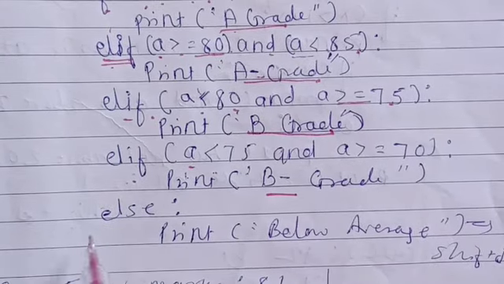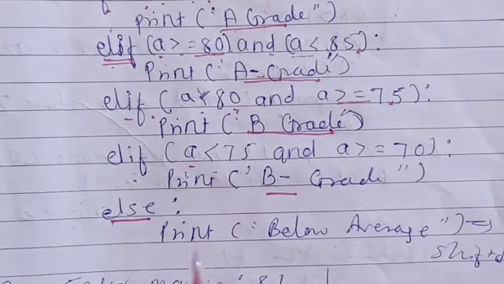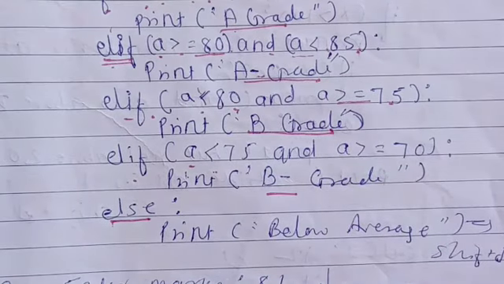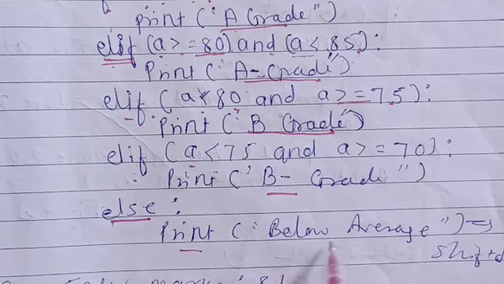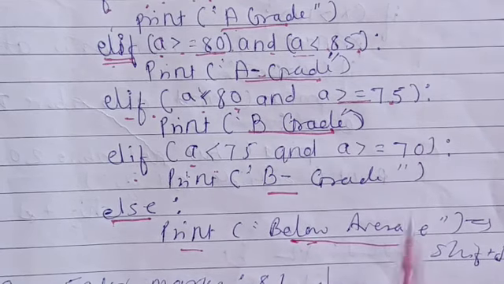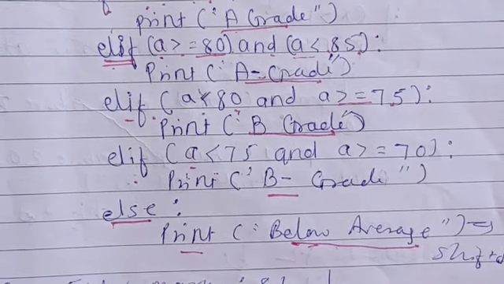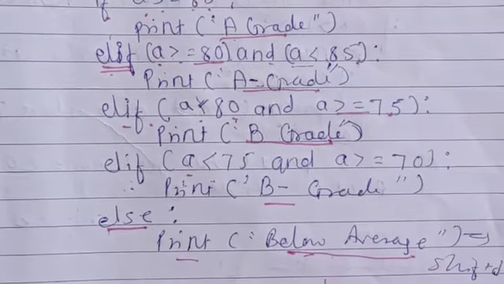Else. So this is the final else statement. If none of the conditions match, we'll print the message below average. Okay, so this message will be displayed there.